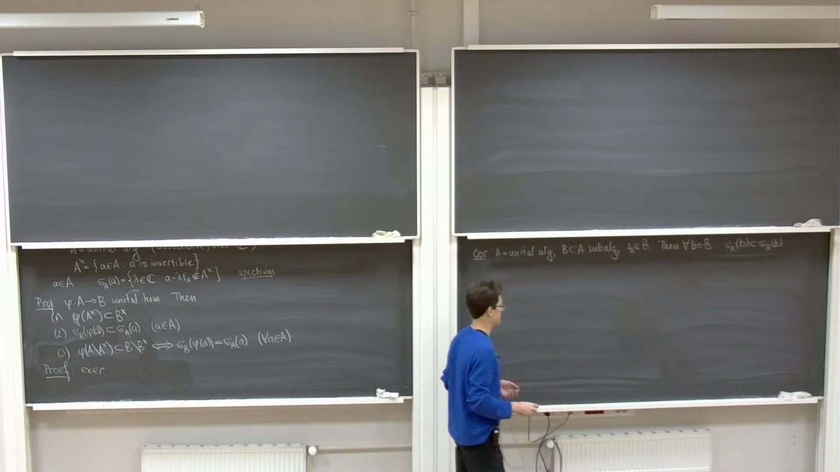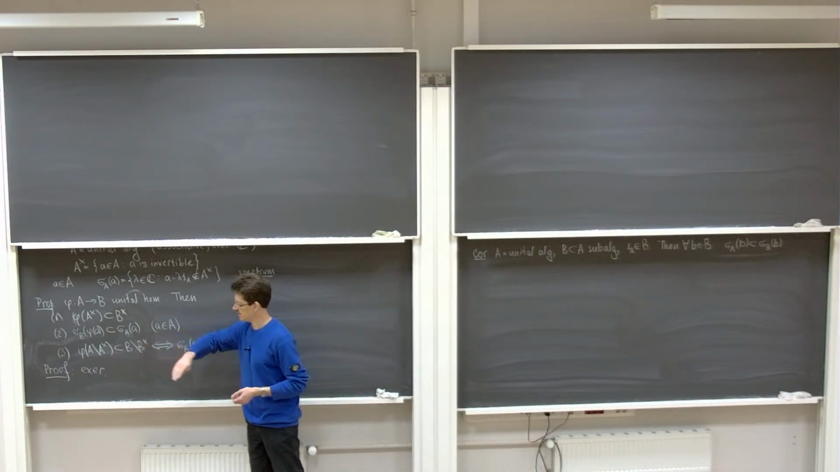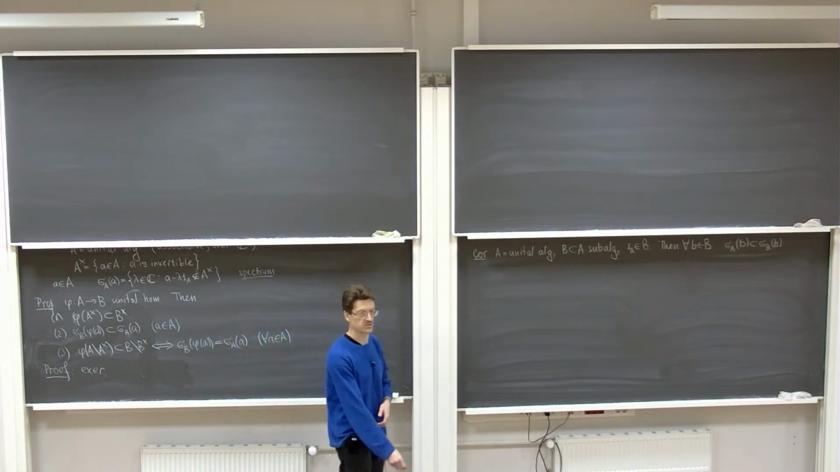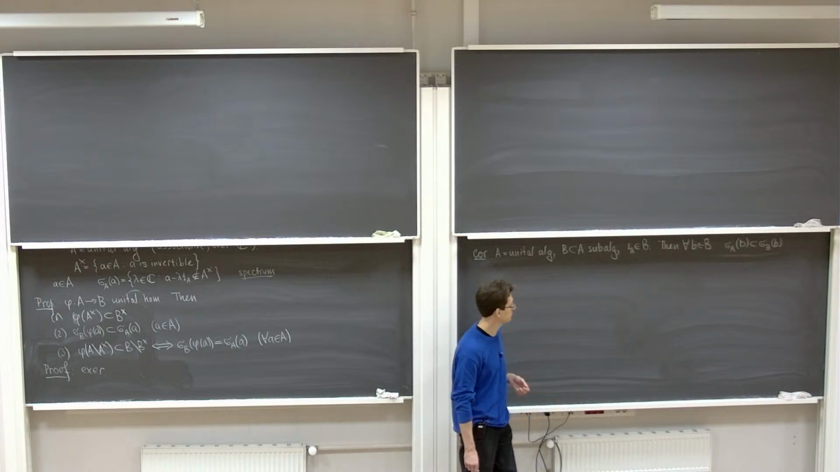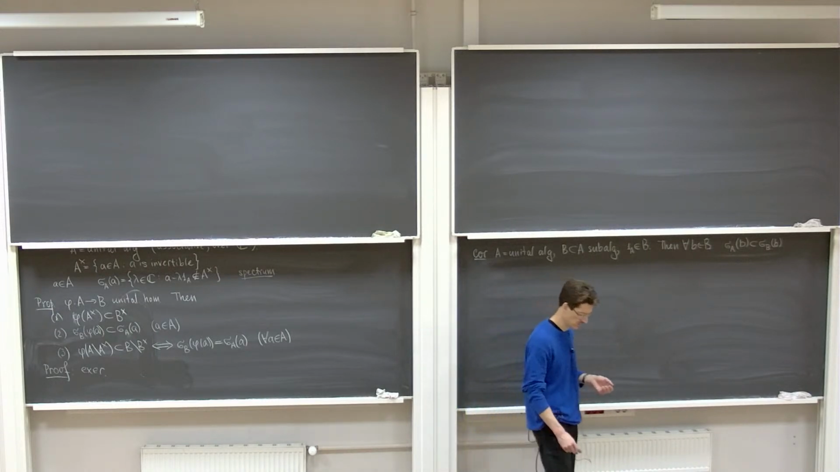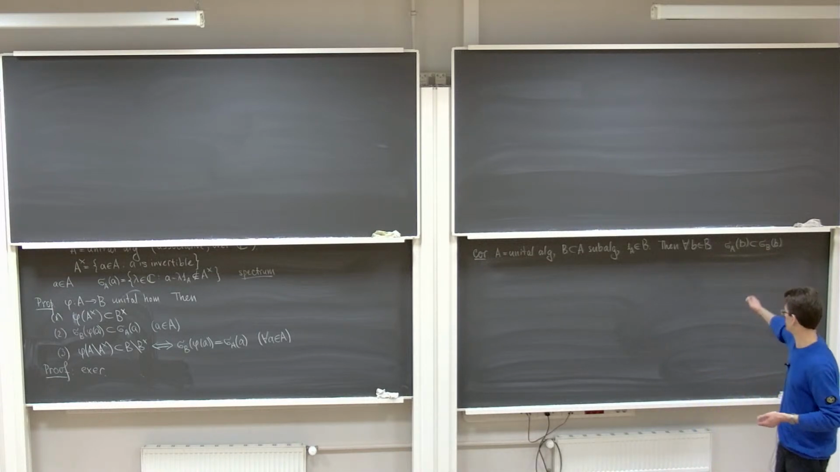Well, this is immediate from part 2, so we simply apply the fact that homomorphisms reduce the spectrum to the inclusion map of B into A. So the inclusion of B into A is a unital algebra homomorphism, and we have this inclusion.